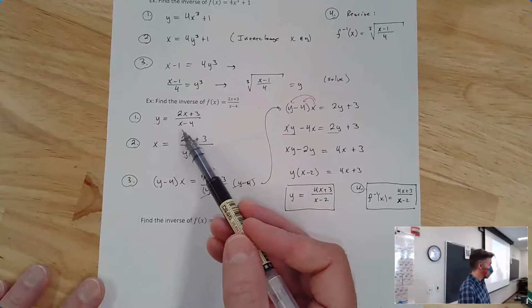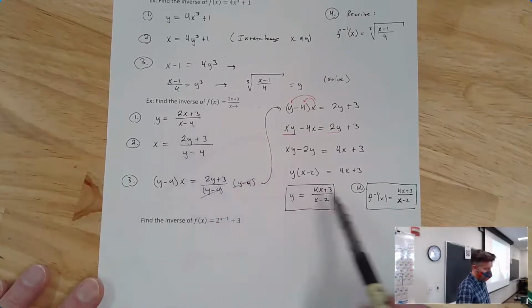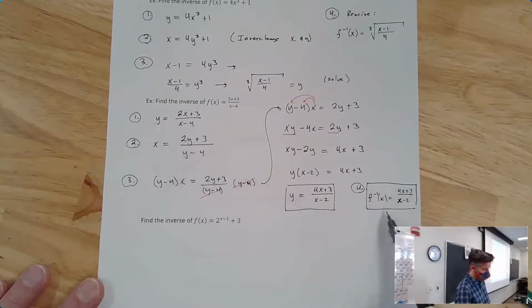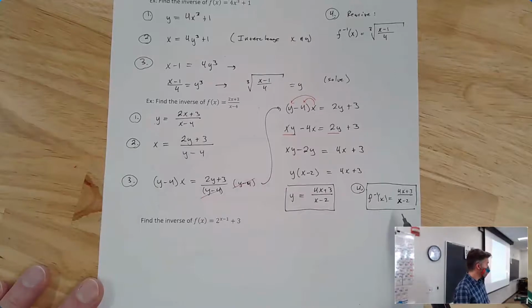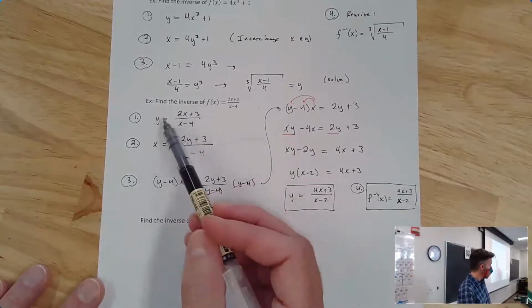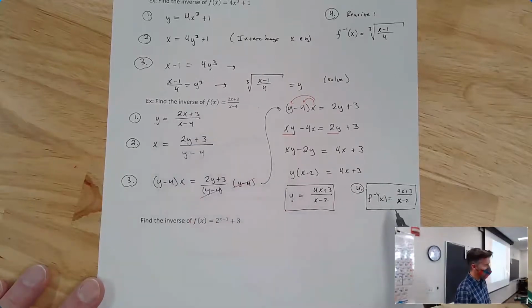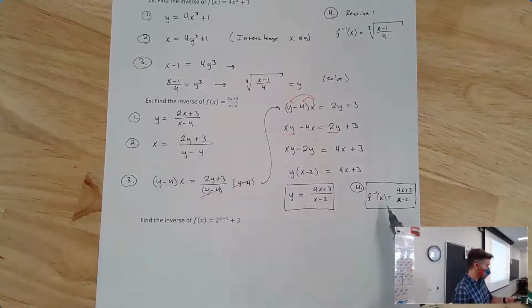Where's the denominator equal to 0? It's 4, definitely. Where does this function have a horizontal asymptote? Also at 4. So vertical asymptotes for the original function correspond to horizontal asymptotes for the inverse, and vice versa.